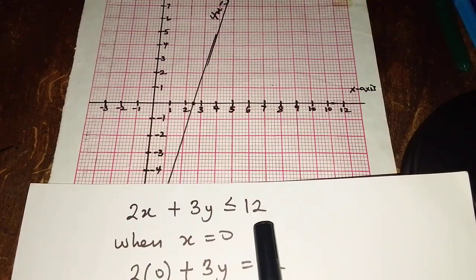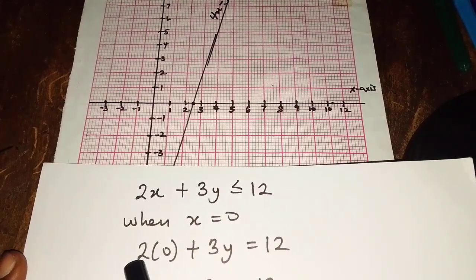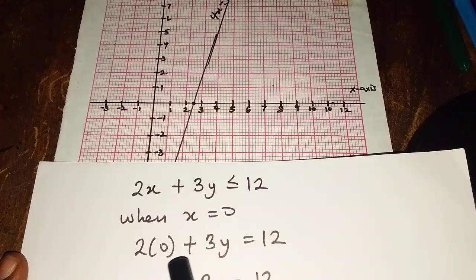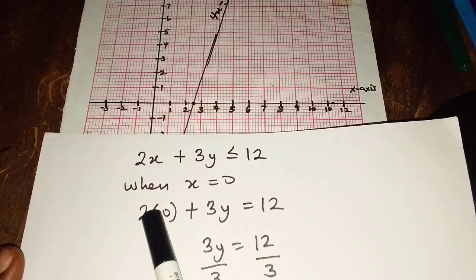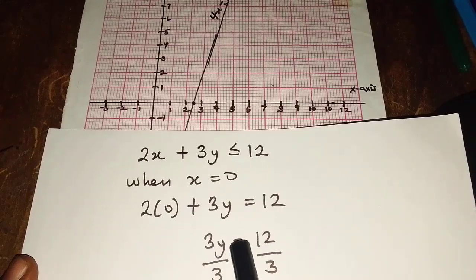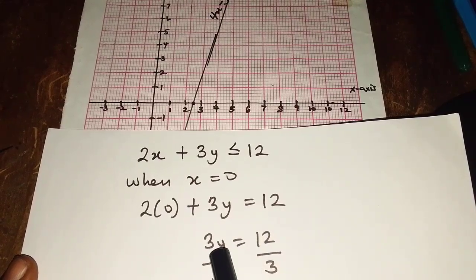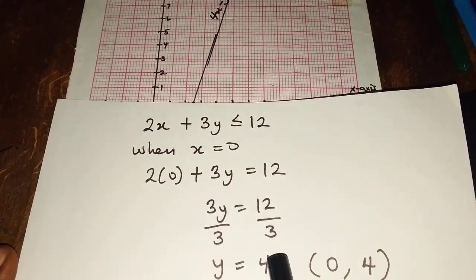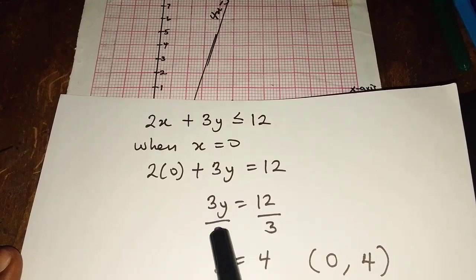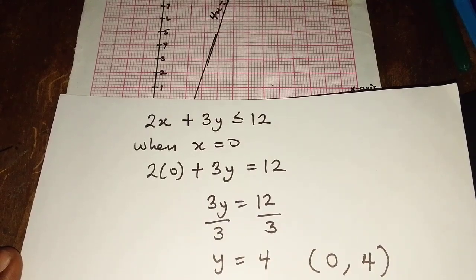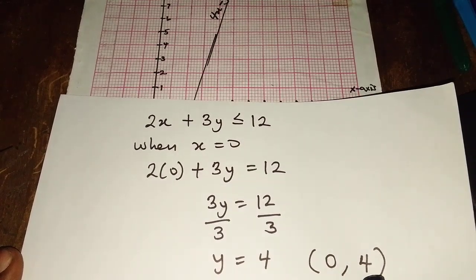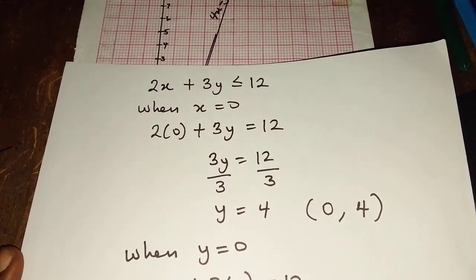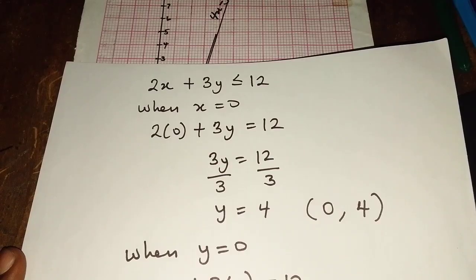Let's substitute here again. When x is 0, 2 times 0 plus 3y is equal to 12. So this one will give us 0. We are left with 3y is equal to 12. To get y, you divide both sides by 3. You are left with y is equal to 12 divided by 3, which is 4. When x is 0, y is 4.